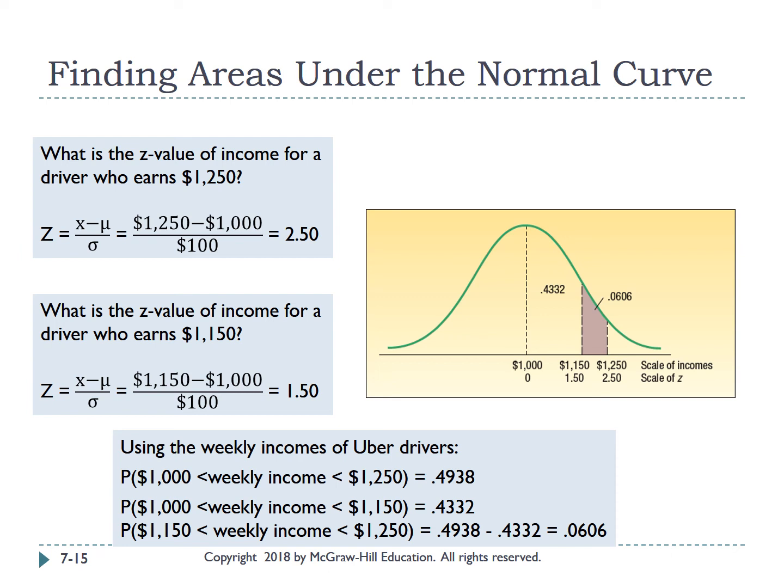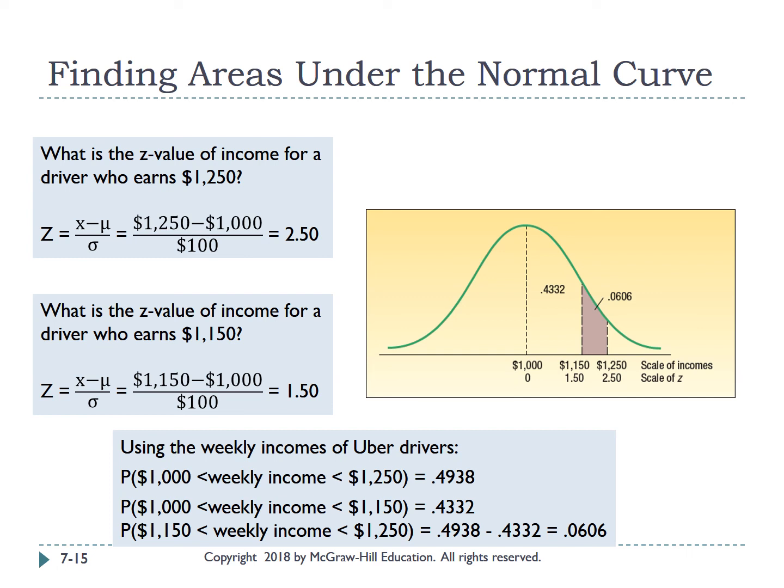Now, find the probability that the weekly income is between $1,150 and $1,250. To solve this question, or to find the probability, first step, find the Z value corresponding to $1,150, and find the Z value corresponding to $1,250. So the probability of the weekly income between 1,150 and 1,250 is equal to the probability of Z between 1.5 and 2.5.